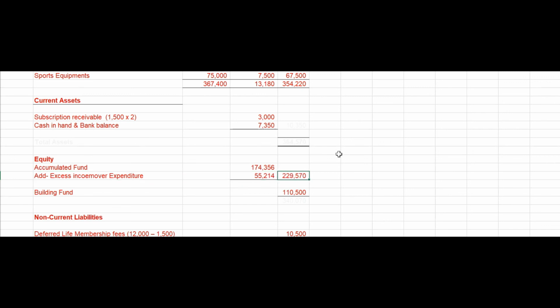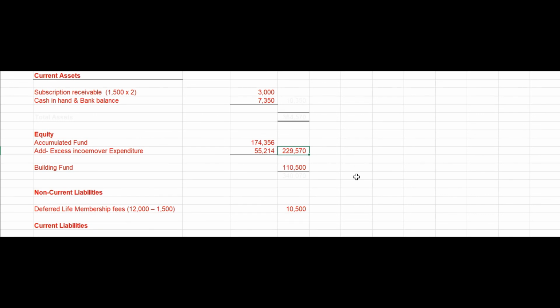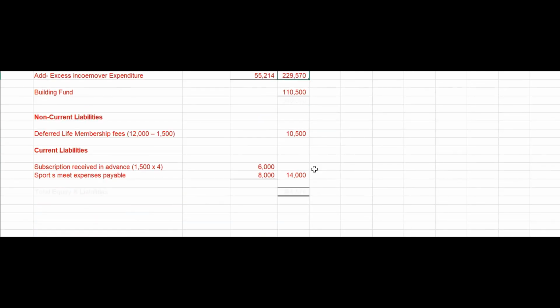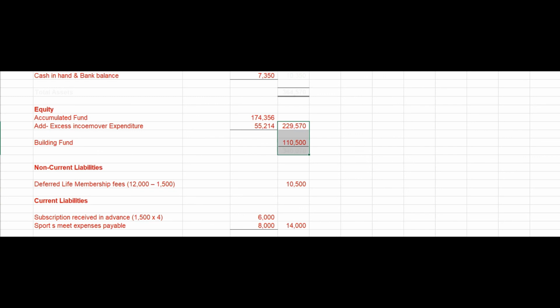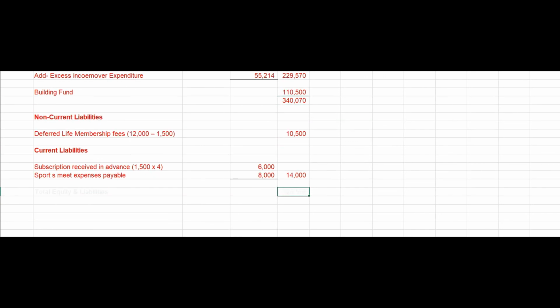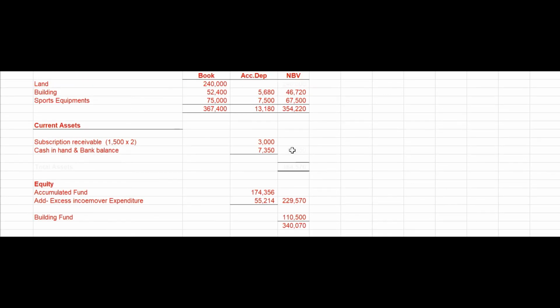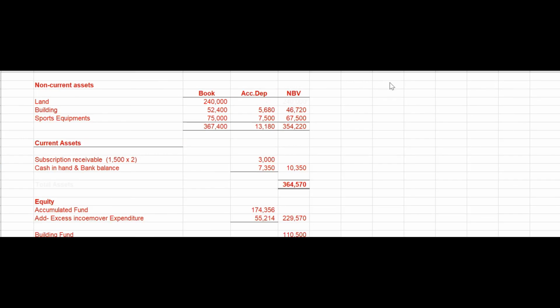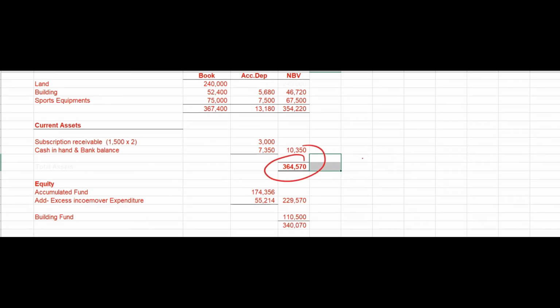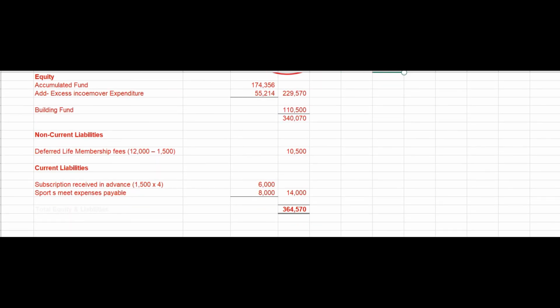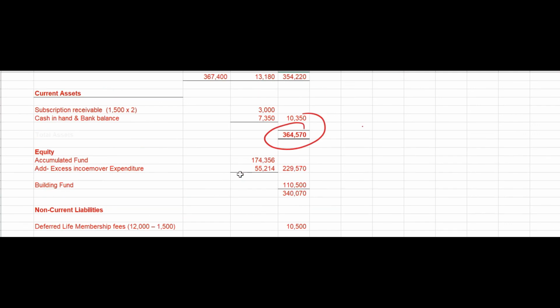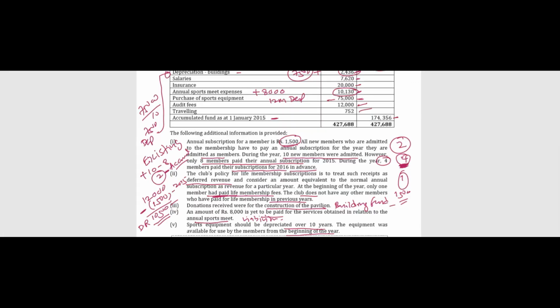And your total amount will be 229,570. So therefore the total accumulated fund is 340, and the total equity and liabilities will be 364,570, and your total current assets here 10,000, and the total assets will be 364. Sorry, I made a mistake here. Okay, so there you are. This is the total value, 364,570, and your total liabilities will be 364,570. So this is the answer for part A and part B.